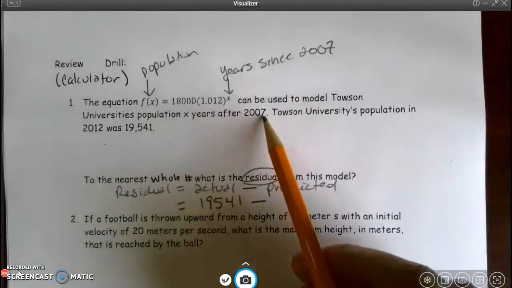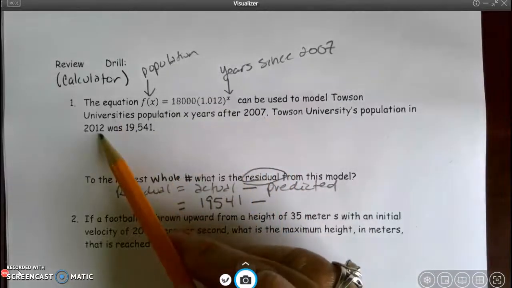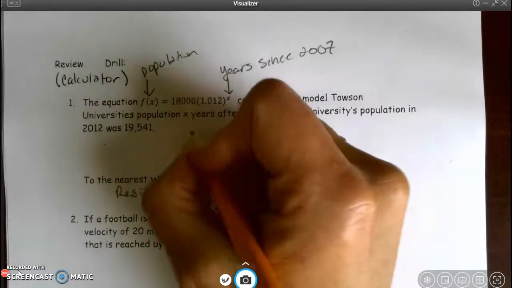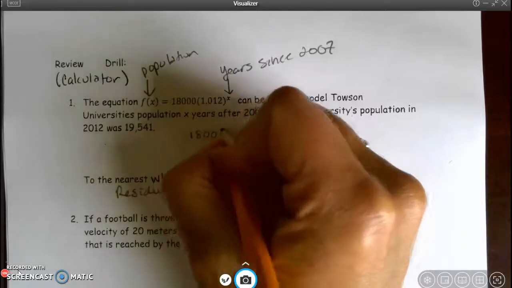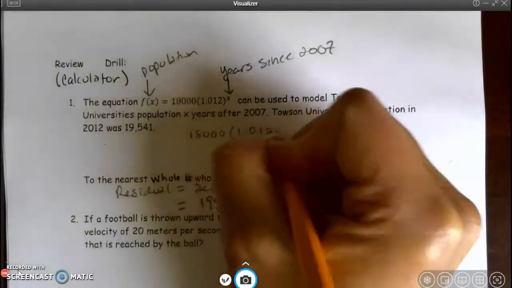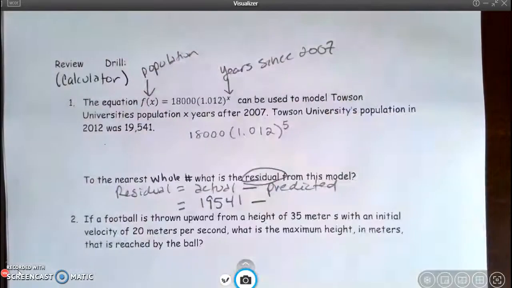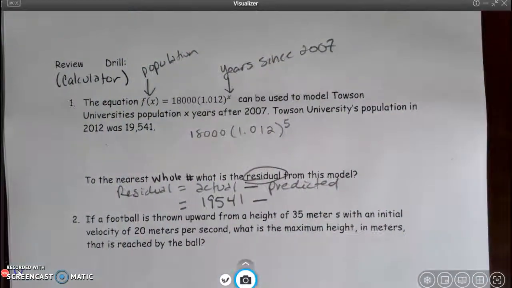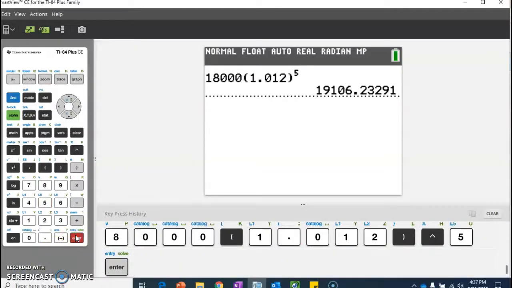Well, from 2007 to 2012 is 5 years. So I'm going to put a 5 into my exponential. I'm going to put that into my calculator. And I get 19,106.23291.